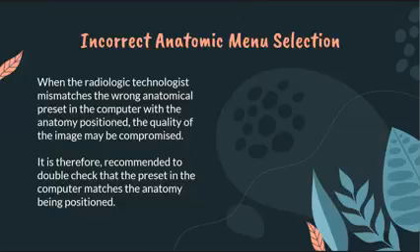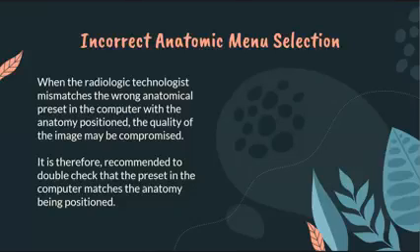So ganito kasi yan. For both CR and DR, may mga presets yung computer. For example, you're going to image, again, the hand. So dapat ang preset na para bang filter na gamitin nyo sa computer is hand din na preset. Kung abdomen ang preset na gipili niya tapos hand ang inyong position or gi-x-ray, ang maglabas na image dyan is more on the contrast of the soft tissues rather than the bone. So again, it is therefore recommended to double check that the preset in the computer matches the anatomy being positioned because it can alter the image quality.